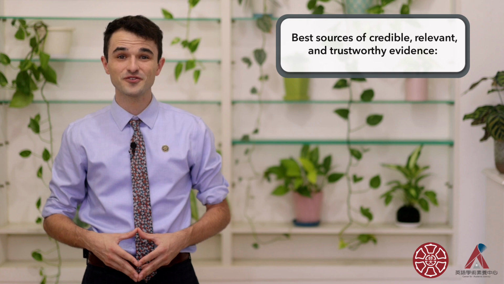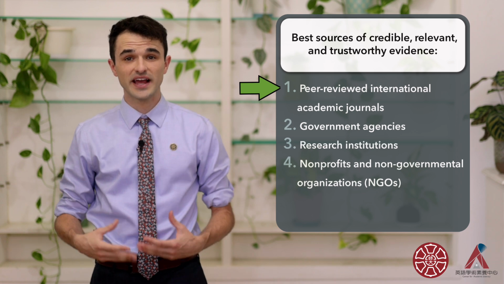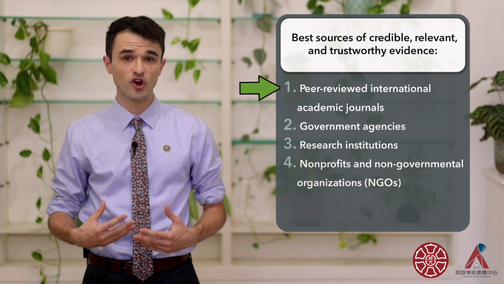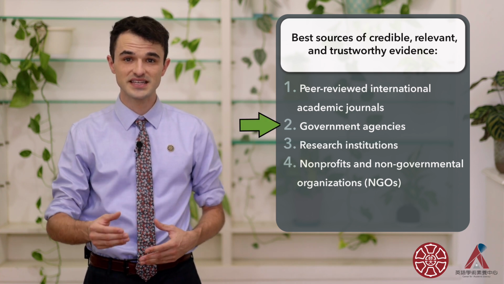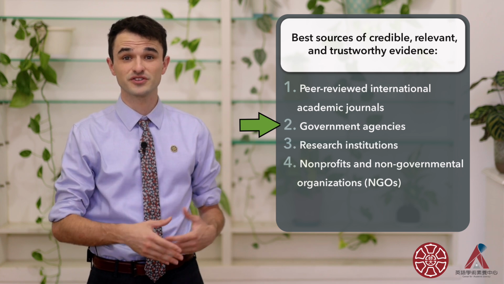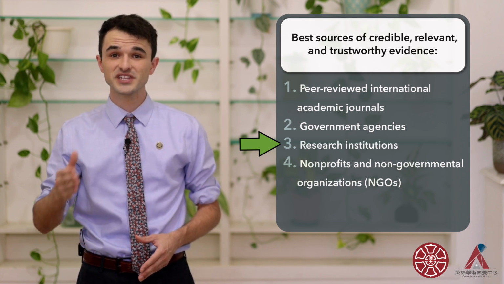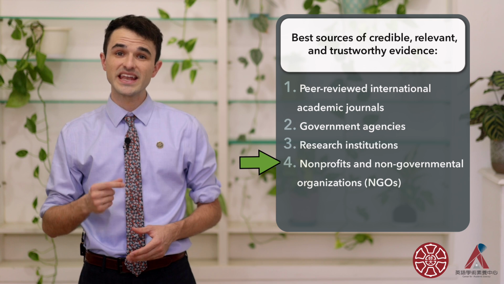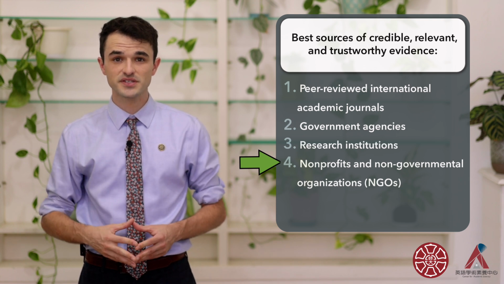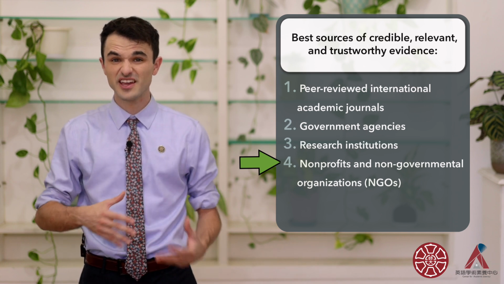Here are the best sources of credible, relevant, and trustworthy evidence. Peer-reviewed international academic journals publish rigorously vetted articles and reports. Government agencies offer official reports, statistics, and research findings backed by research and data. Research institutes produce scholarly papers, studies, and reports. Research institutes often have a special focus, for example, Taiwan's National Center for Research on Earthquake Engineering. And nonprofits and non-governmental organizations, NGOs, produce scholarly papers, studies, and reports often addressing societal issues.